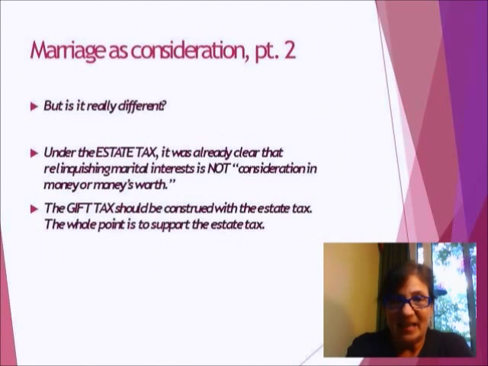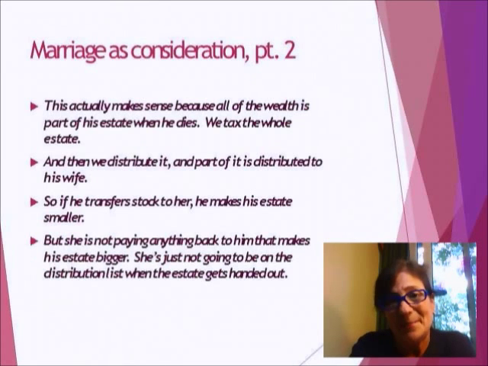Under the estate tax, it was already clear that relinquishing marital property rights is not consideration in money or money's worth. But this is the first gift tax case to think about this. And the court says these two taxes are in pari materia. They should be construed together. It should mean the same thing because the whole point of the gift tax is to support the estate tax. And it really makes sense because all of his wealth is part of his estate when he dies, and we tax that, and then we distribute it to beneficiaries. And one of those beneficiaries was his wife.